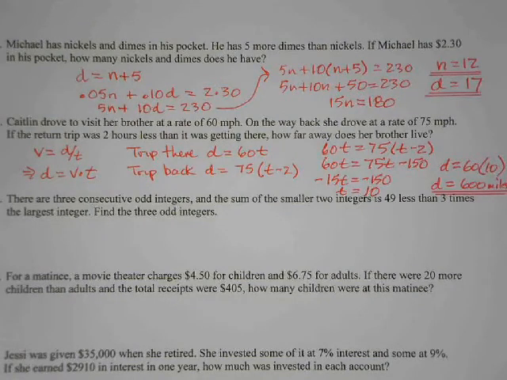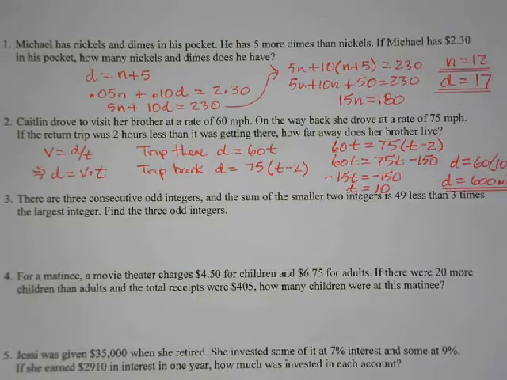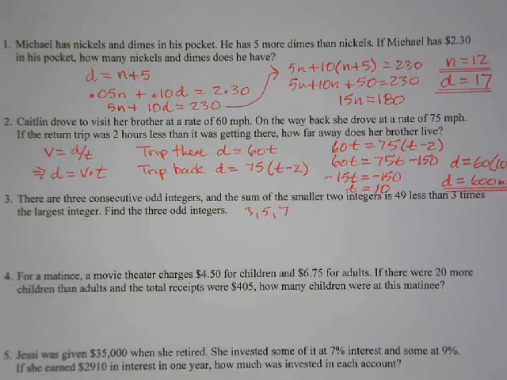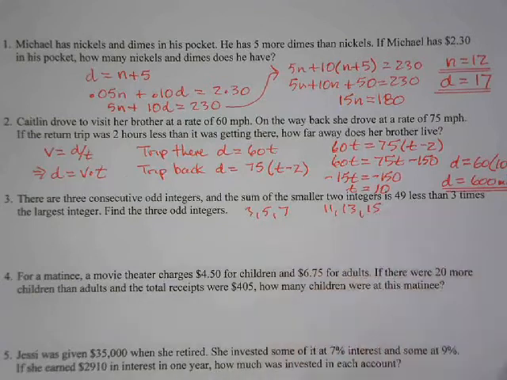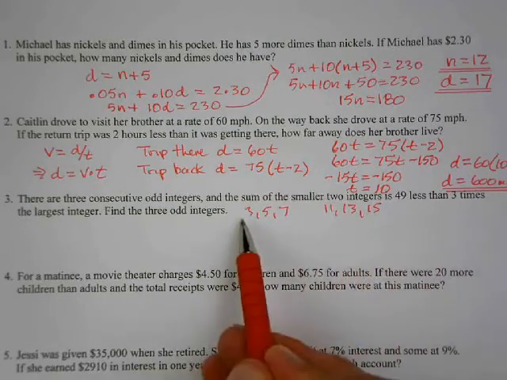All right. 3 consecutive odd integers, and their sum of the smaller 2 integers is 49 less than 3 times the larger amount. Now, before we get into the actual equation, if you just think about any 3 odd numbers, like 3, 5, 7, now I should say any 3 consecutive odd integers, 3, 5, 7, or 11, 13, 15, well, what do you notice about them? They're all 2 apart. 3 to 5 is 2, 5 to 7 is 2, and so they're always.